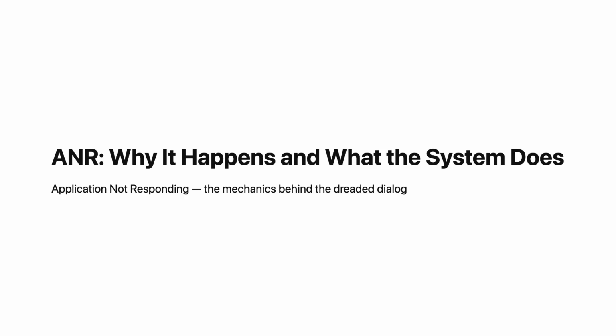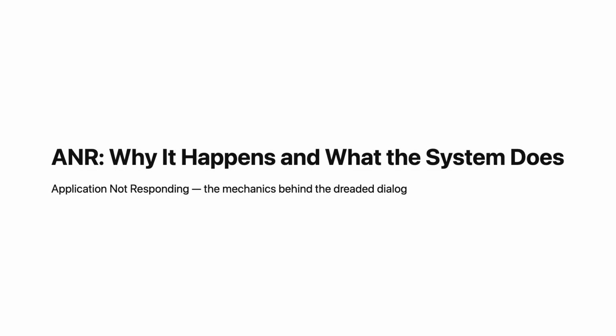But here is the thing, an ANR is not random. It is not a mystery. It is a precise, measurable failure with a specific cause. The system sent a message to your main thread, and your main thread did not process it in time. That is it. And once you understand the mechanics, the timers, the thresholds, the message queue we talked about last video, you can predict exactly when an ANR will happen and prevent it every time.